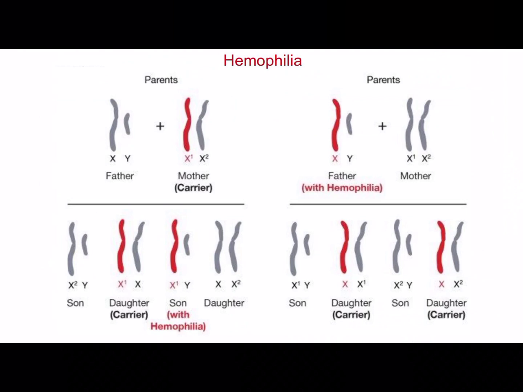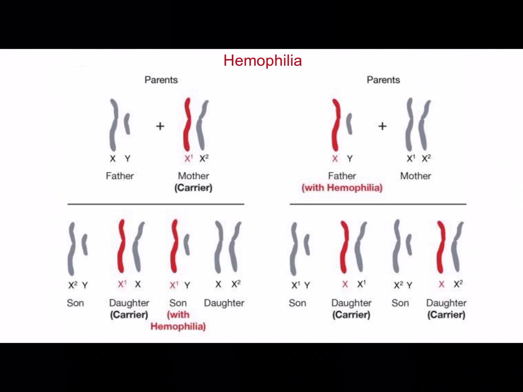So we can see here how hemophilia is inherited by the offspring. In this case, we have on our right a pair of parents, a father and a mother. The father has X and Y. The mother, who is a carrier of hemophilia, has X1 and X2. When fertilization occurs, we have these probabilities, in which one son is going to inherit X2 from the mother, who is a carrier, and Y from the father, who is a healthy human.